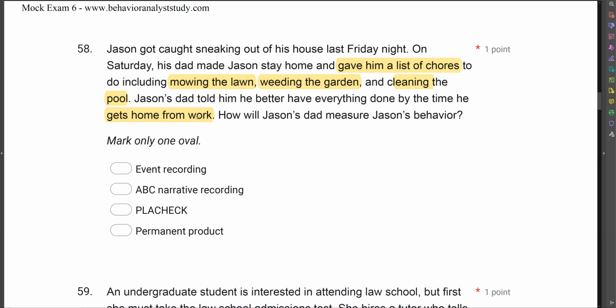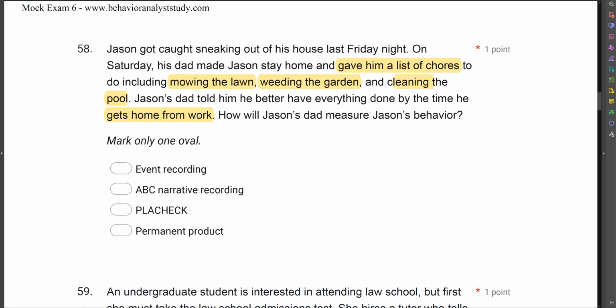A, event recording. Well, event recording is more or less frequency recording, right? Because we're just recording whenever an event happens, whenever a response happens. Jason's dad isn't there to do that. And event recording is not going to let us know, is the lawn mowed, is the garden weeded, is the pool cleaned? What we want to know here is the outcome, the product of these behaviors.